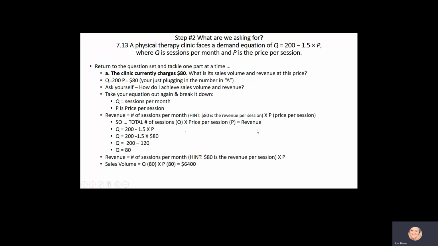Now, step 2. I'm going to ask the question, what are we asking for? I copied and pasted the question again, so I remember. A physical therapy clinic faces a demand equation of Q equals 200 minus 1.5 times P. Quantity equals 200 minus 1.5 times the price. So that's our general question, but there's no real question there.